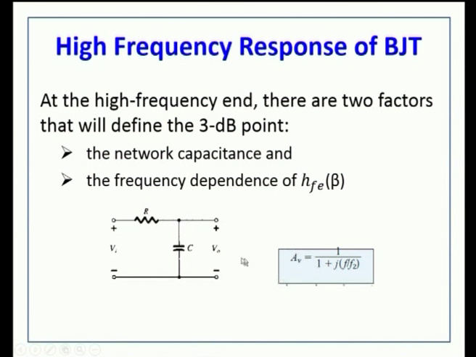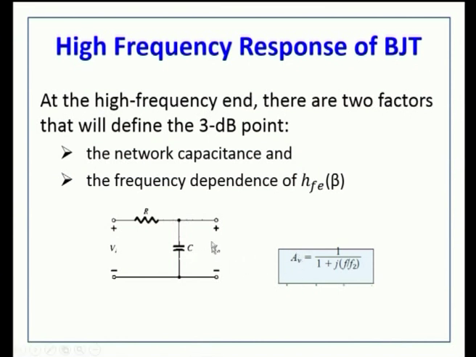So, the gain is reduced for every 10 times of frequency, and this is said to be a low pass network. And if it is reversed, with the resistance here and the capacitance here, then that network is called a high pass network. And this capacitance effect which we are dealing with is the network capacitance. What is the network capacitance? It is the Miller capacitance and the wiring capacitance.